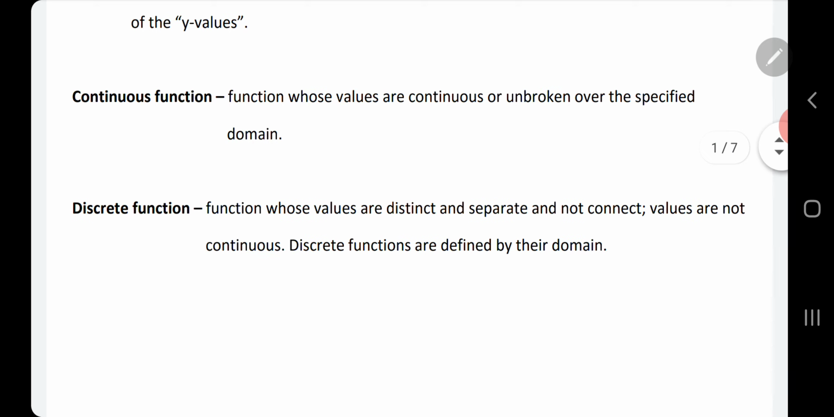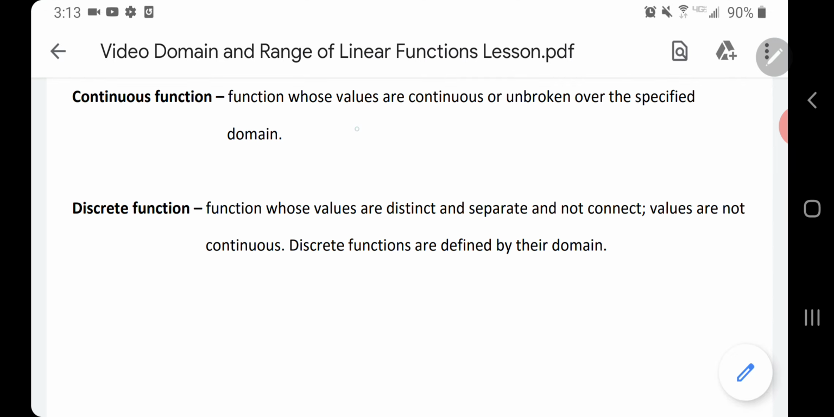A continuous function is a function whose values are continuous or unbroken over the specified domain. It does not mean that the function has to go on forever. It just means if I have a set of points, from that point to the other point, you'll draw a straight line without ever picking up your pencil or pen. This means you can draw without stopping and get to the other side without having to pick up. So that's continuous.